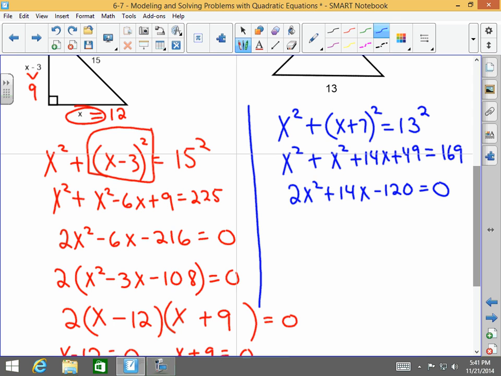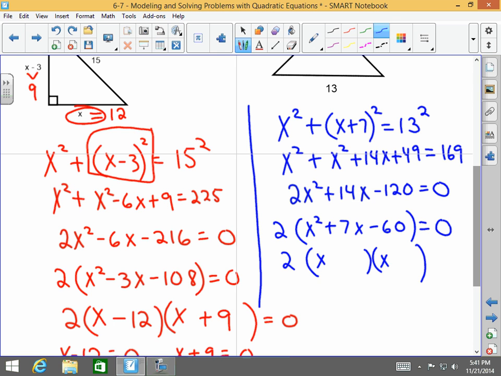So now let's factor out a GCF of 2, leaving me with x squared plus 7x minus 60 equals 0. So I've got 2 now. Set up my x and x. What times what is negative 60, but when added together is 7? That's going to be positive 12 and negative 5, set equal to 0.